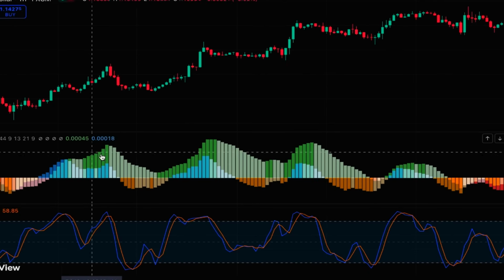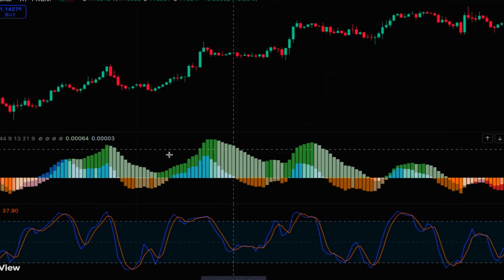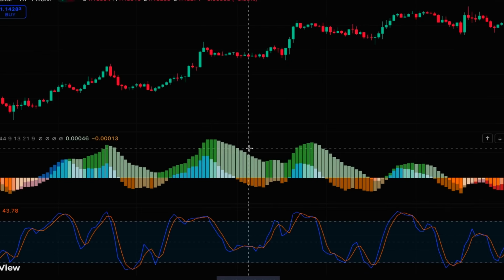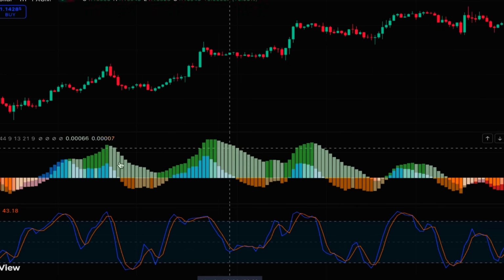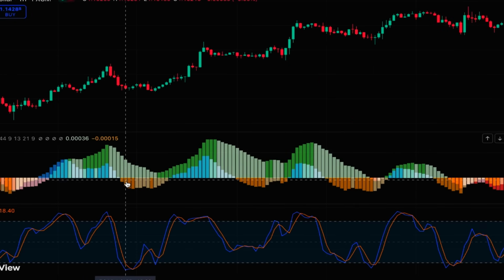When the longer MACD, this MACD histogram in the back, is green, it tells us that the market is trending up, so we should look for long position opportunities. And when the shorter MACD goes below the center line and becomes orange, it tells us that probably a pullback is forming on the chart.